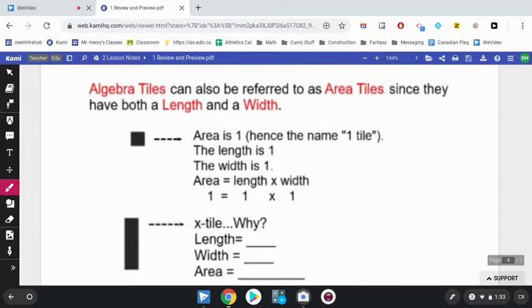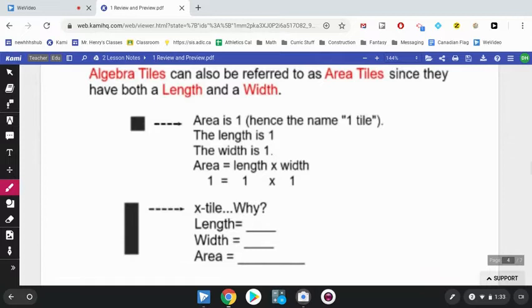So you don't have this in your workbook. If you wanted to, you could jot it down on some blank paper. It's not a lot. It's just a little page where I want to talk about these tiles and offer just a little bit more detail, a little bit of clarification. So these are also called area tiles because they represent an area. They have a length and width. And they have a very specific length and width that I want to talk about. And this is going to be important as we move later in the unit.